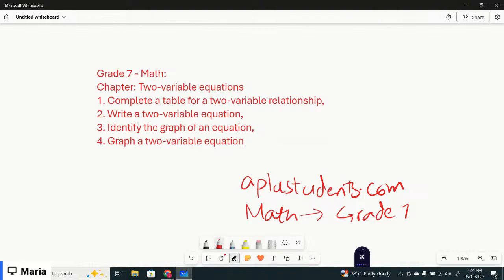The lessons we're going to cover today are complete a table for a two variable relationship, write a two variable equation, identify the graph of an equation, graph a two variable equation. So please make sure you have your notebook and pencil so that you can note down the important examples and definitions as well.